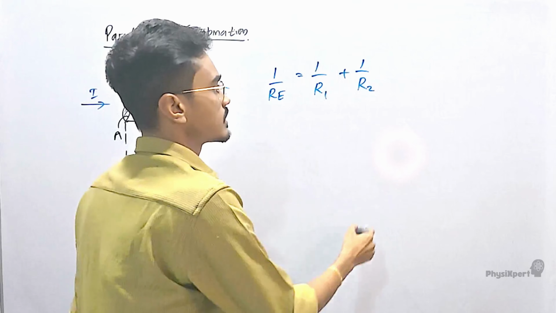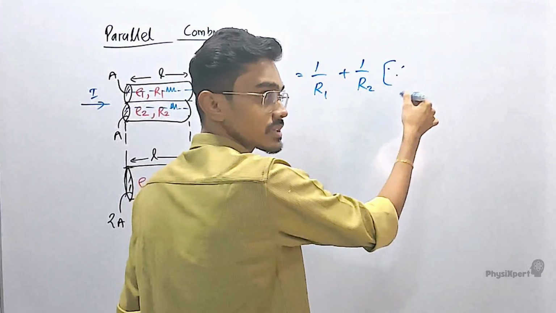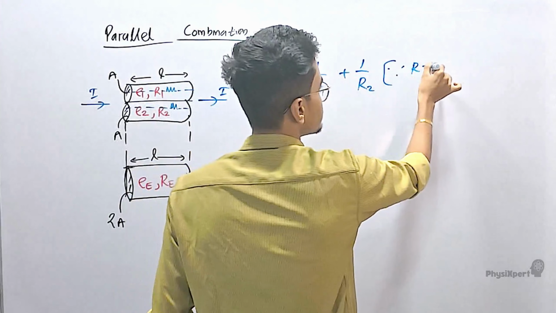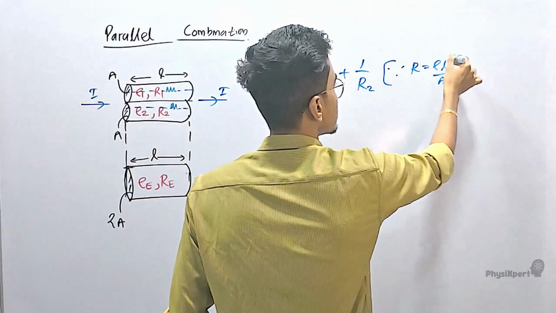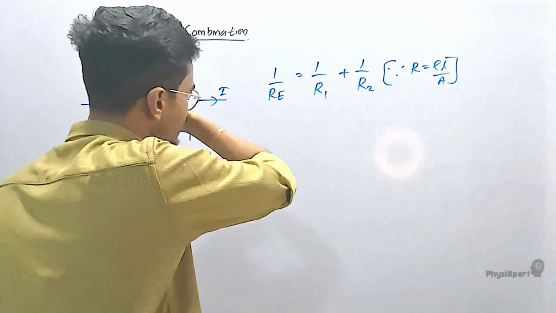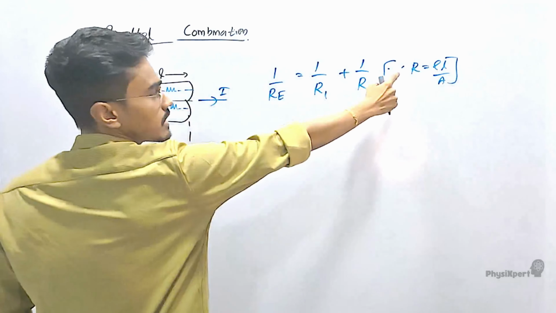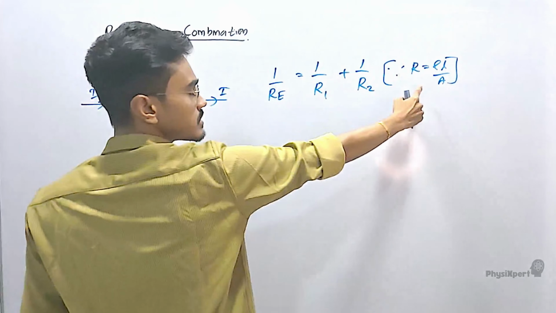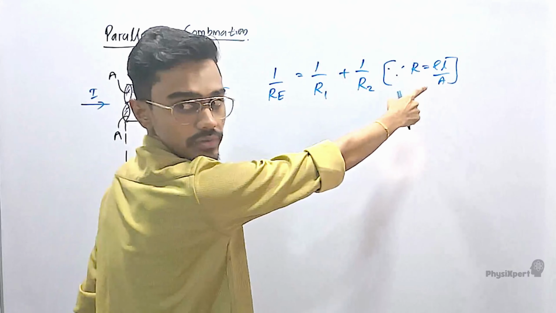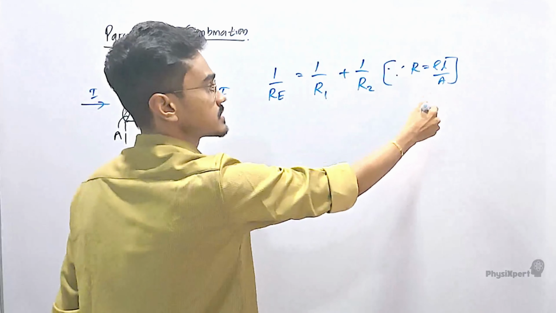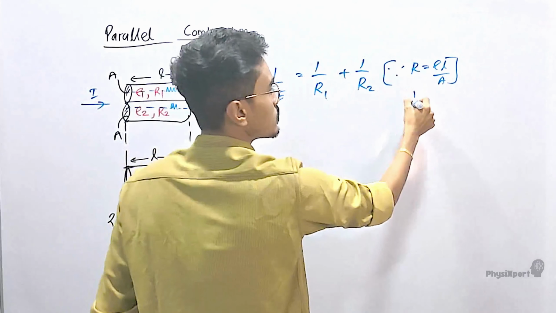Then we can convert this idea to resistivity because we know R equals rho L over A. So plug it in. 1 over RE, then 1 over R will be A over rho L. Is it clear? If R equals rho L over A, 1 over R is, putting 1 over both sides, A over rho L. 1 over R is A over rho L.